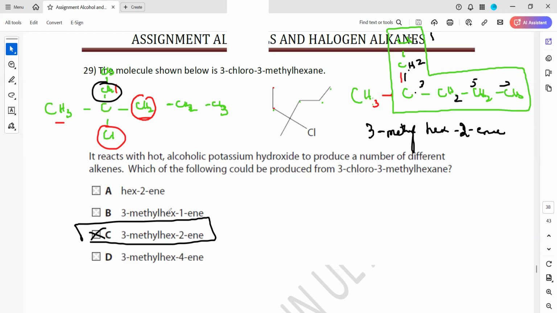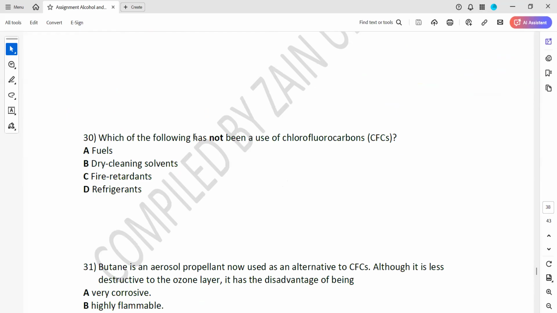Is it clear? This is called elimination reaction, when halogenoalkane in the presence of hot alcoholic potassium hydroxide produces an alkene. So three different possibilities are there. Three of the carbons lose hydrogen, but the name of the product does not match with the options which were given. So only one matches, which was 3-methyl hexene.